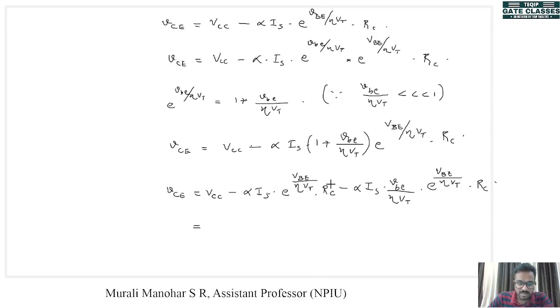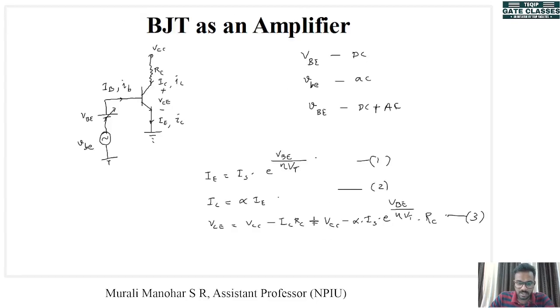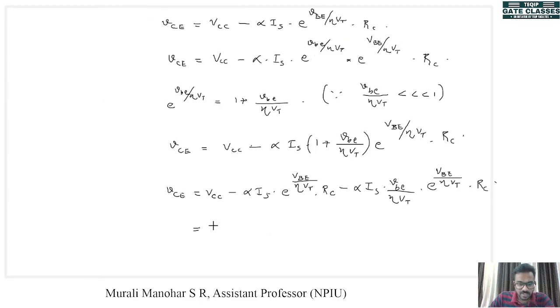Now VCC minus alpha IS into e to the power VBE by eta VT into RC, these are all DC terms. This can be written as capital VCE that we have already seen in equation 3. So this becomes capital VCE minus alpha into IS into e to the power VBE by eta VT, which can be written as IC, then into RC, and the thing that is left is vbe divided by eta VT. Let's call this equation number 4.